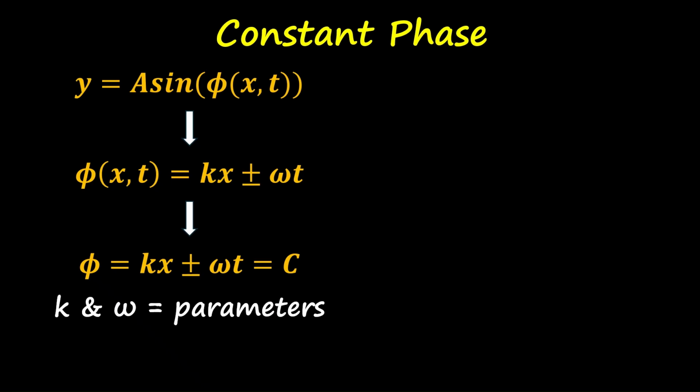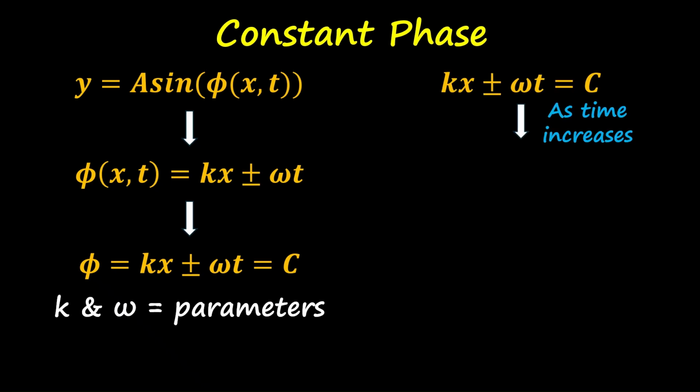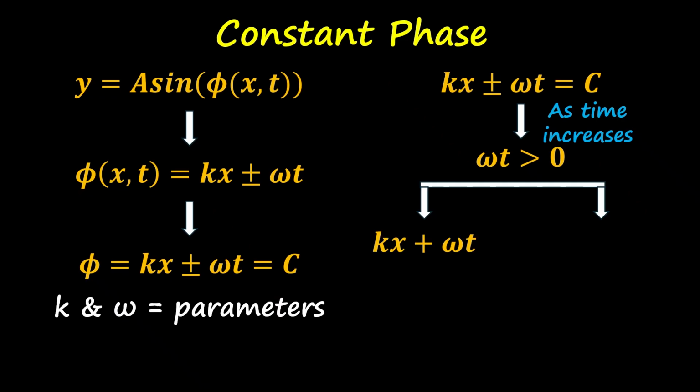Now, as time increases, this omega t factor will be a positive quantity. So let us see what happens to the two expressions, one with plus and the other with minus. Let's take the plus one first, that is kx plus omega t. As time increases, the omega t factor will increase.